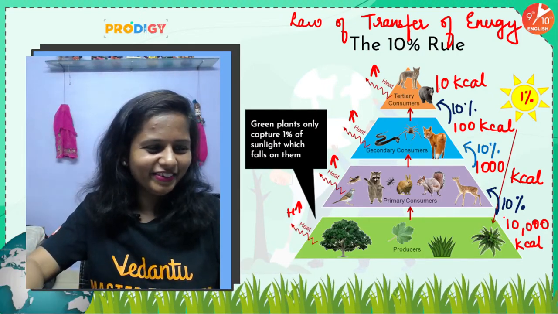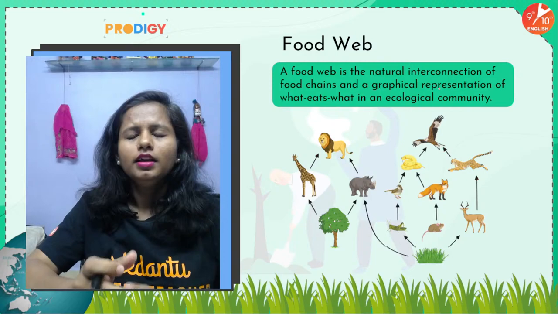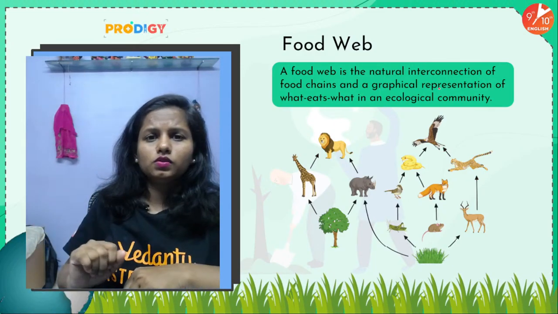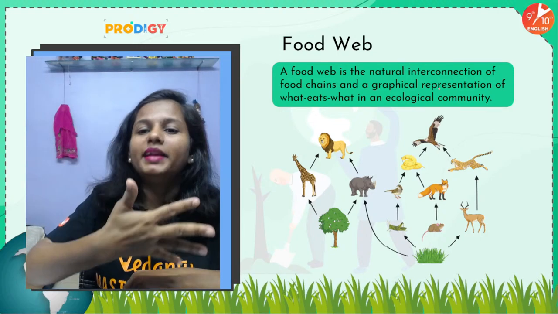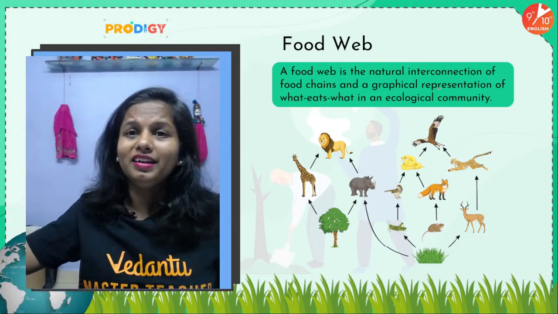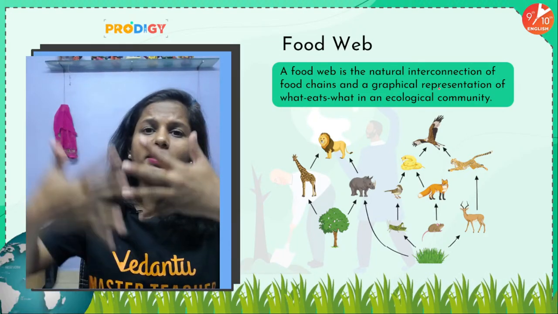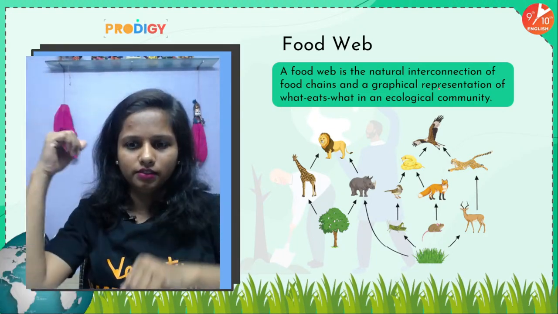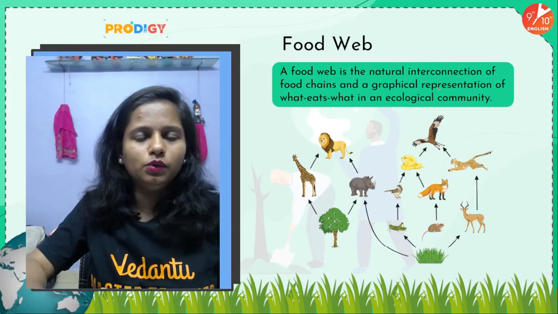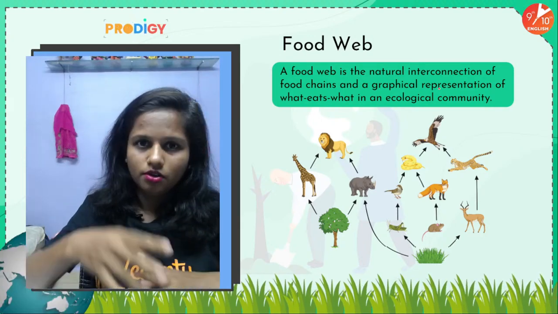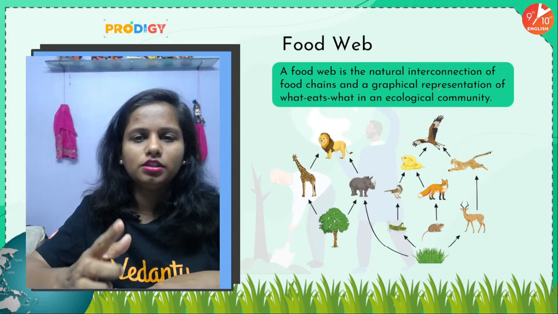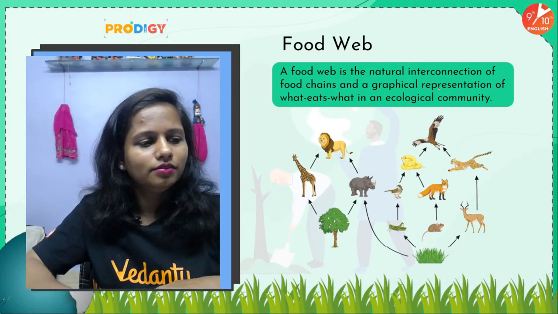Now, I said a single prey may have multiple predators. A single predator may feed upon multiple preys. And that's the reason why the different food chains operating in an ecosystem may eventually get interconnected at different trophic levels, forming a complex, intricate network of interconnected food chains. This complex network of interconnected food chains is what we call a food web.